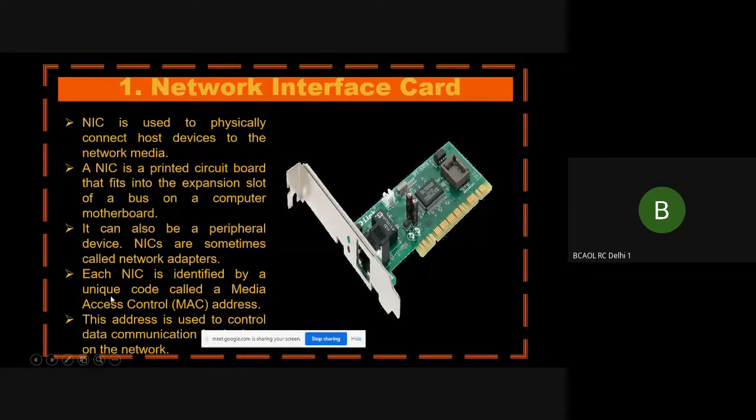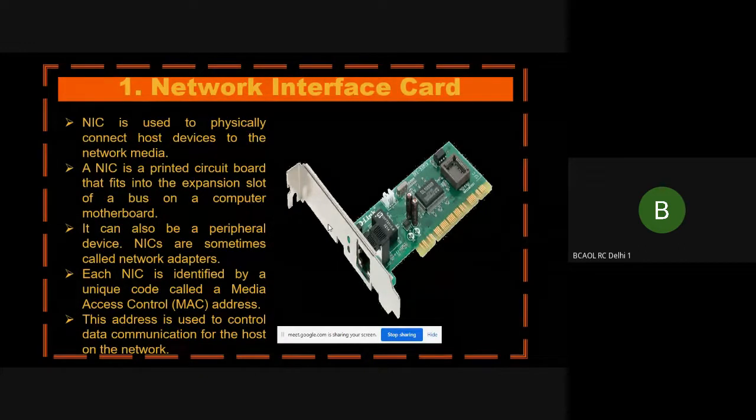Each NIC is identified by a unique code called a MAC, media access control address. Each NIC has a unique address, and that address is known as the media access control address, the MAC address. It is known as the physical address, right? This address is used to control data communication for the host on the network. So this is your NIC, LAN card. Do you understand?